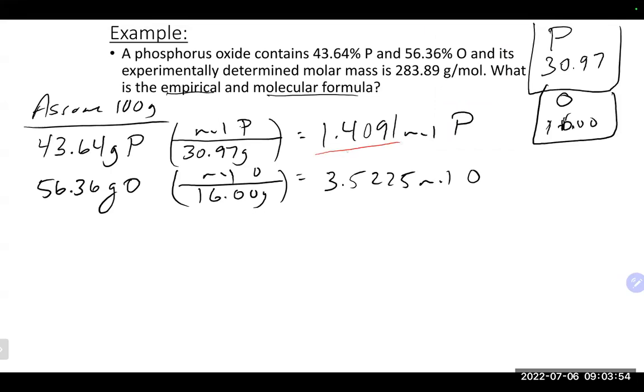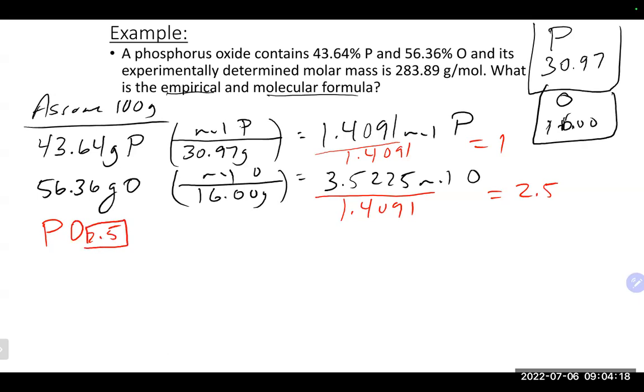Once again, to calculate our empirical formula, we are going to divide by the smallest, which in this case is the phosphorus. That's going to give us a 1 for the phosphorus and basically a 2.5 for our oxygen. This would give us an empirical formula, PO2.5. As we talked about, we cannot really have a decimal there, and in the case of the empirical formula, that is too far to round.